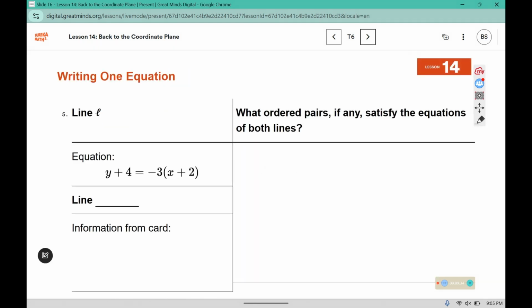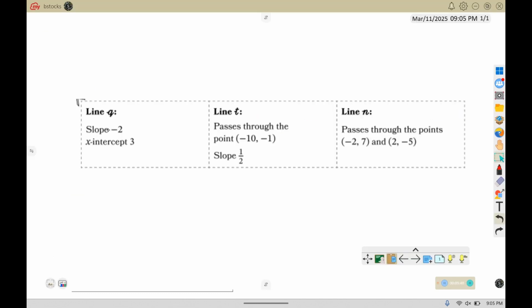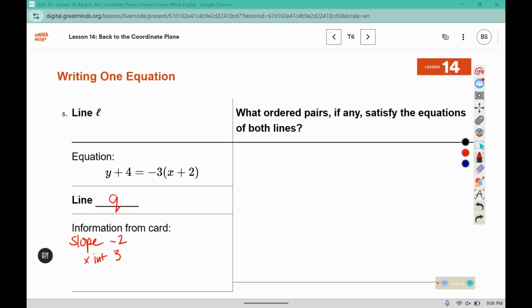Now let's move on to line L. This time, let's assume you flip over card Q. Card Q says you have a slope of -2 and an x-intercept of 3. Careful because this is not a y-intercept. The way that you can interpret that is that it goes through the point (3, 0).